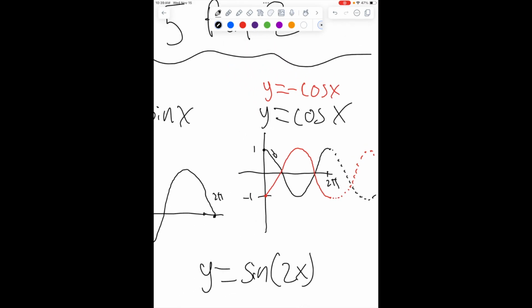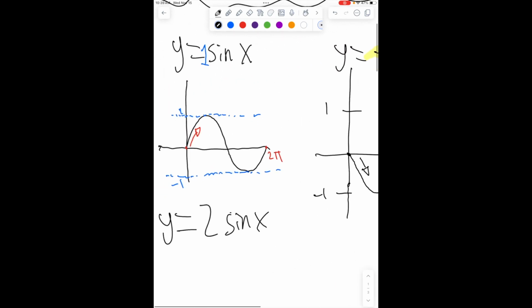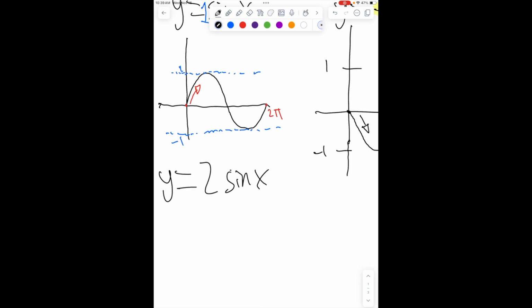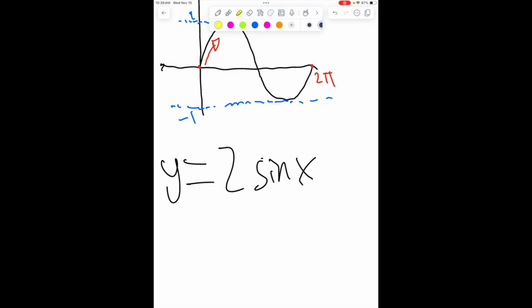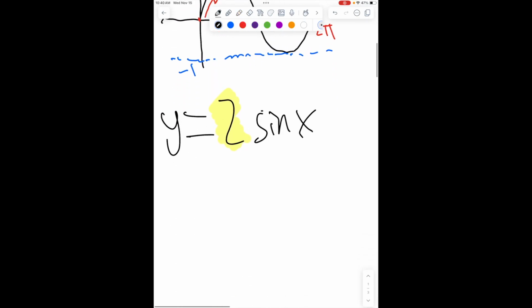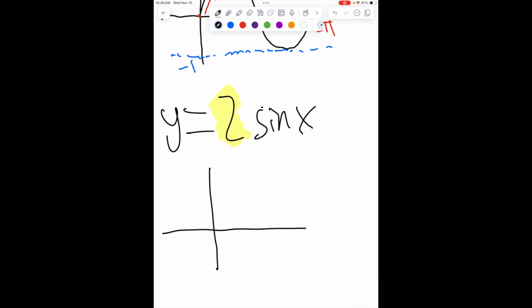So sine and cosine, very similar. Their base functions have amplitudes of 1. Their base functions have periods of 2 pi. Now, what would happen if we change that number out front to not be a 1? Okay, now we've got an amplitude of 2. So basically, I'm going to take the graph that I had before. I'm going to graph it, starting at 0, going up first, going down, and then back. Still going to be 2 pi, but this time my numbers are going to be 2 and -2. So that's going to be the difference we have here.